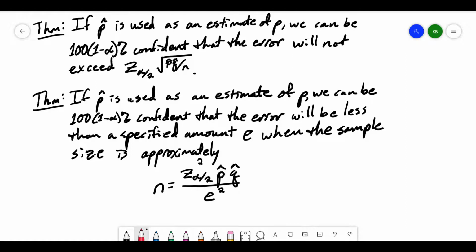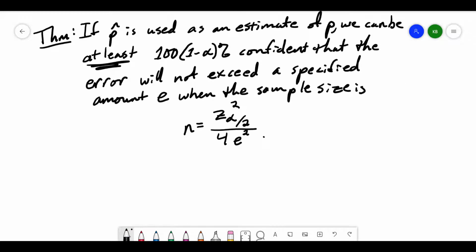Now remember, as our sample size grows, the interval for the same confidence level will shrink. So the smaller our sample size is, the larger our confidence interval needs to be, and vice versa. This allows us to determine just how big our sample needs to be. We also have a theorem that says we can be at least our confidence level confident that the error will not exceed a specified amount E when our sample size is n equals z sub alpha divided by 2 squared divided by 4 times E squared.